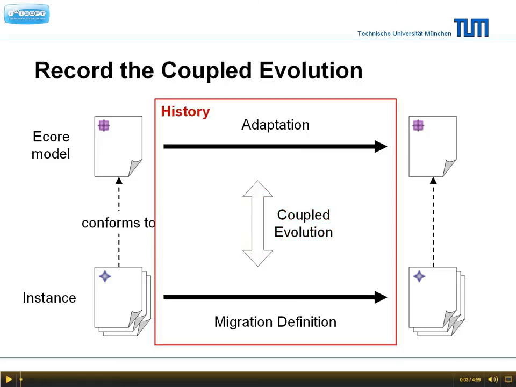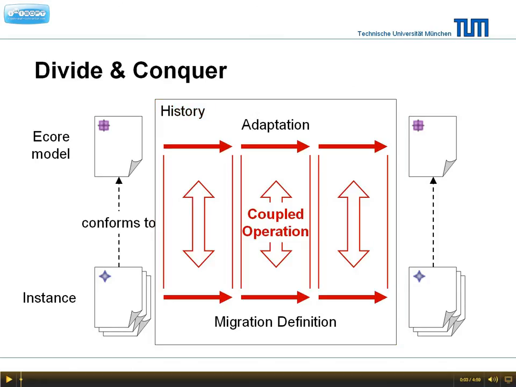And COPE follows a number of principles. The first one is that the coupled evolution is recorded into a history model, so the migration is already recorded with the adaptation, and this information is not lost. Then you divide your coupled evolution into small steps, so-called coupled operations. Each of these coupled operations provides an adaptation and a migration definition. And so you can easily execute the coupled operations one after the other, and thereby record your history.